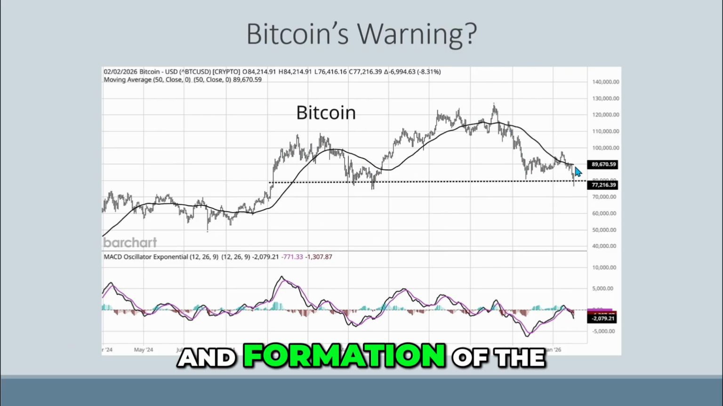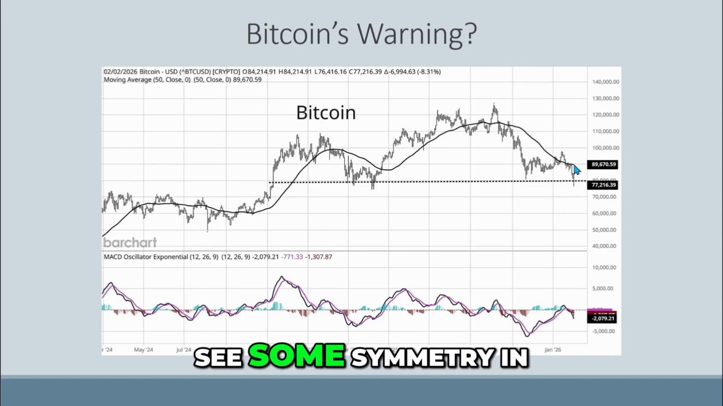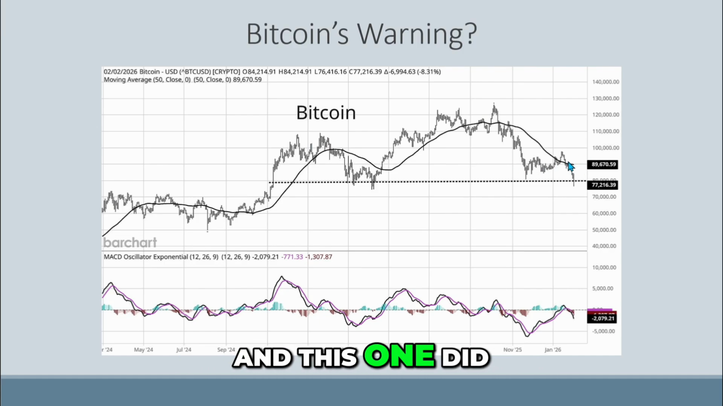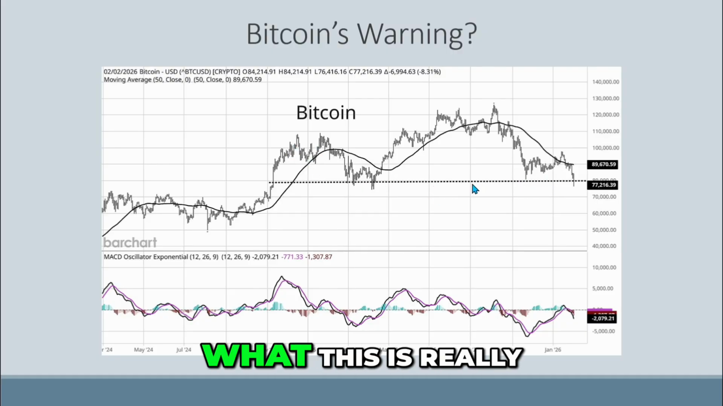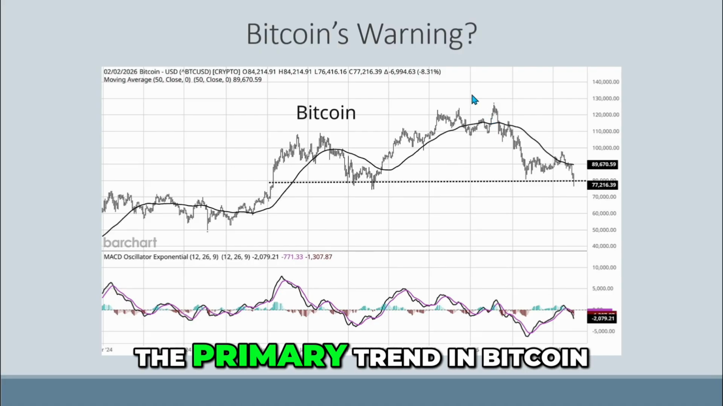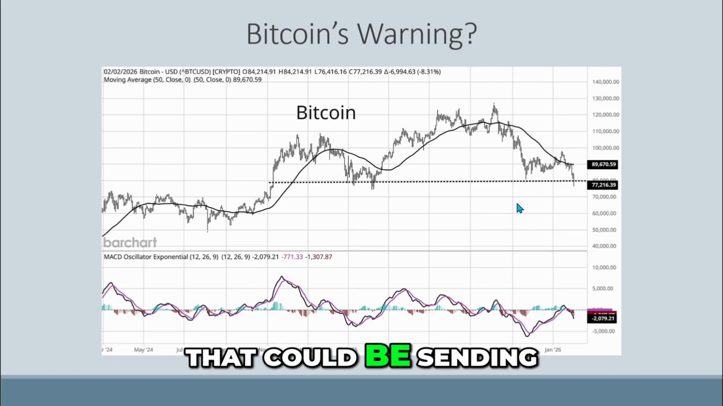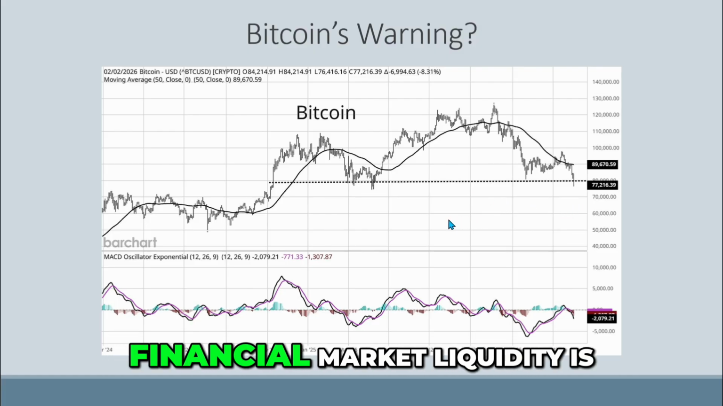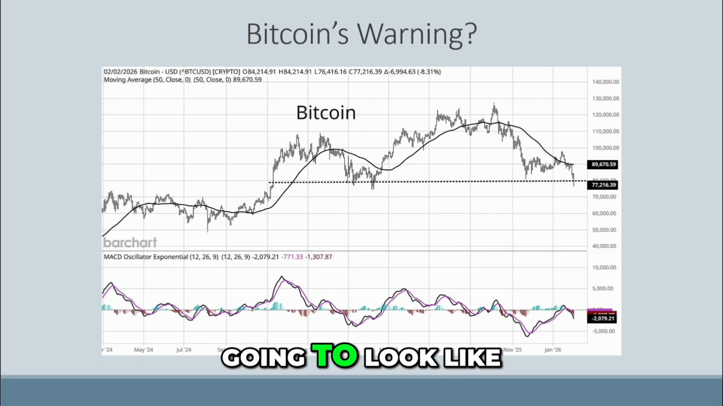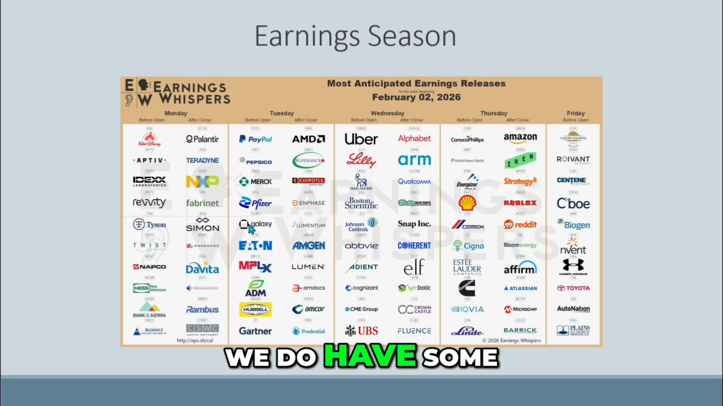So if you look at left shoulder, the head, and formation of the right shoulder, usually you like to see some symmetry in the shoulders, and this one did not develop the same way that the left shoulder did. But nonetheless, if we do take out this level, what this is really telling you is that the primary trend in Bitcoin, now you have a lower high and a lower low in place. And so if we see this continued breakdown in Bitcoin, that could be sending a warning on what financial market liquidity is going to look like later in the year.